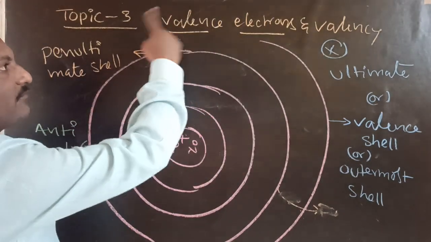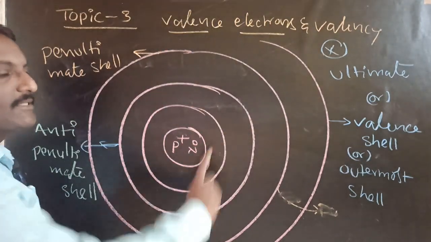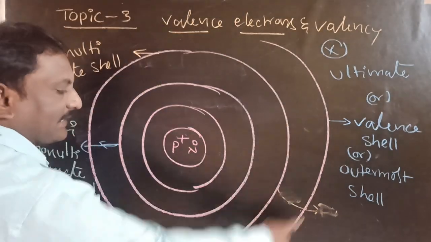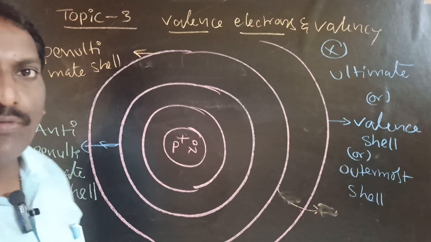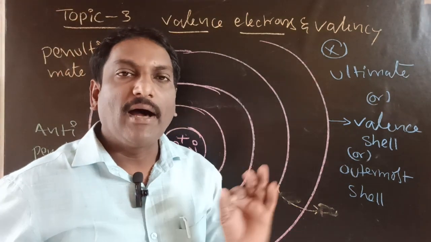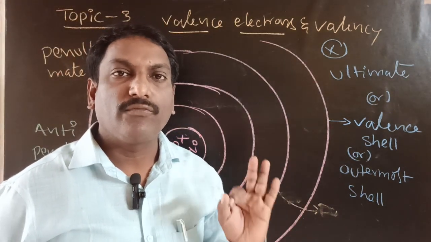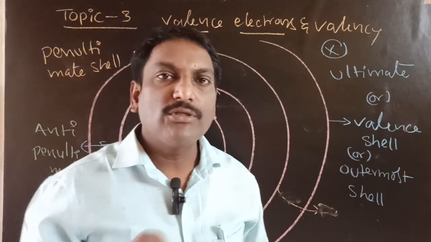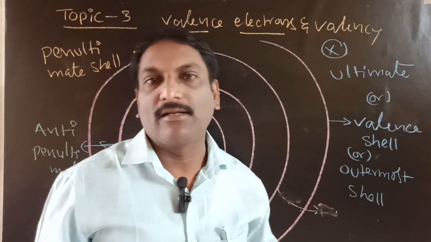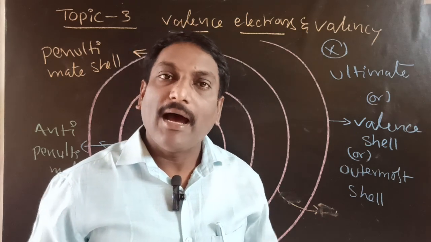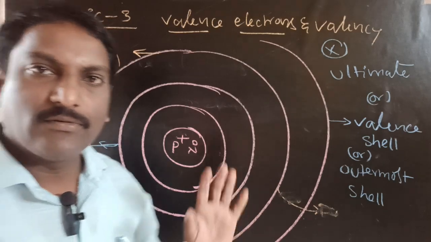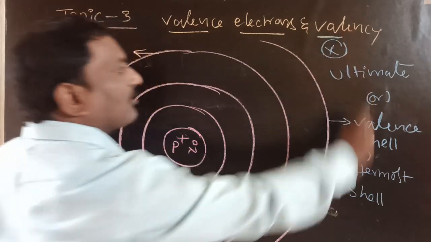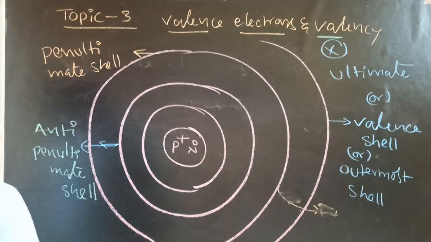According to the definition, valence electrons means the number of electrons present in the outermost shell of an atom. The outermost shell of an atom is called the valency shell, also called the ultimate shell. Is it clear what is meant by valence electrons? Right. Now, let us have a talk about valency.